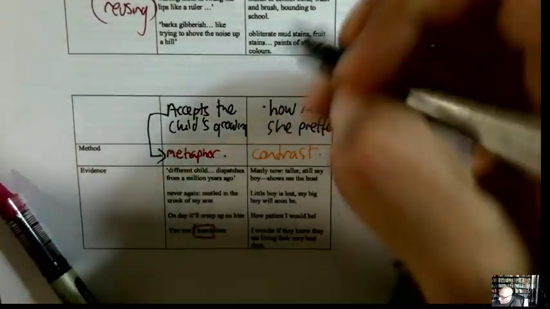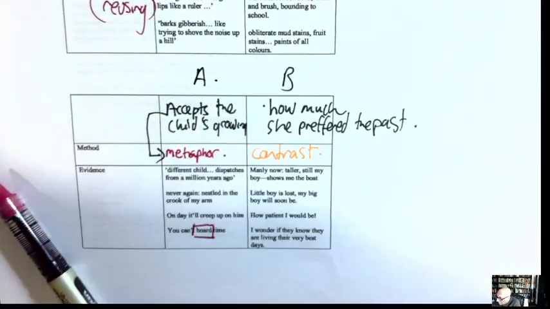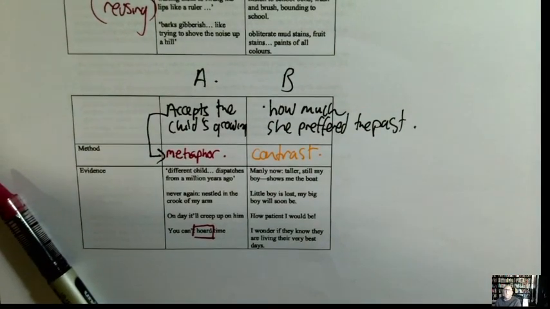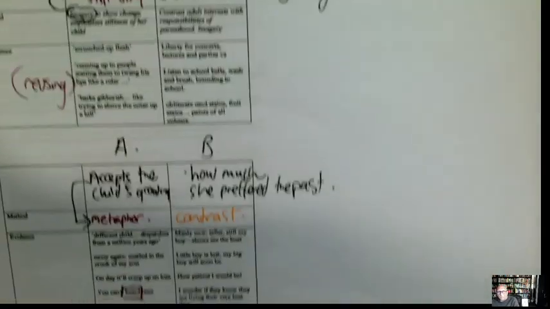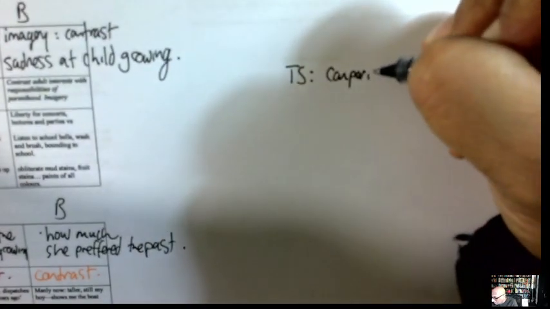So whereas in source B, I'll just talk it out. Source B uses contrast to show how much she preferred when her child was small in the past. Source A, in contrast, uses metaphor to articulate the writer's acceptance of the rate of the child growing older. So what you get is then, you see that exercise looks something like this. Then when you're writing it, it's a topic sentence, which is a comparison of attitude.